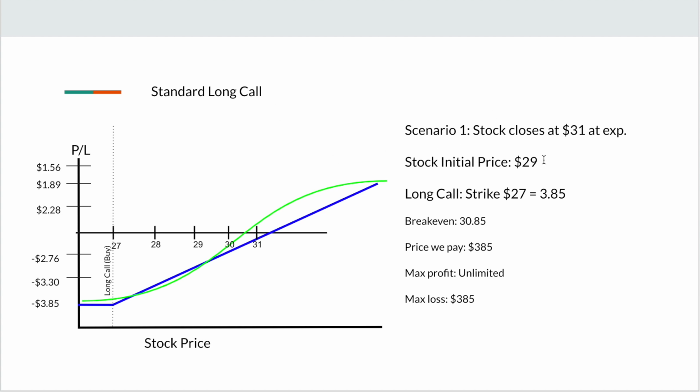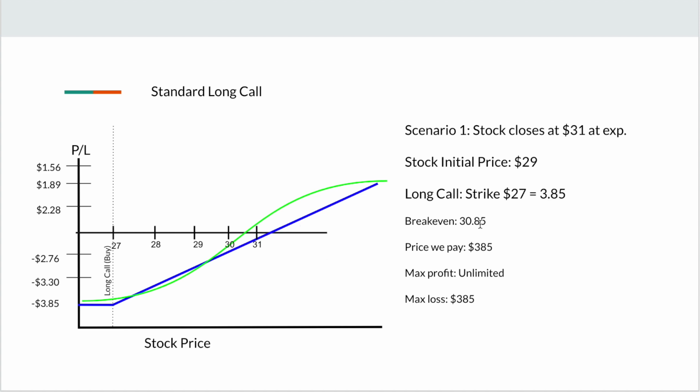This stock, you initially found it at $29. You set out an expiration, and by the time that expiration hit, the stock had reached $31. You had originally bought a long call with a strike of $27. So bear with me, let's go over that again. You bought a strike price at $27. The stock was already at $29, and so you were in the money when you bought that long call. You paid $3.85 for that contract, or $385 because you multiply that by 100.